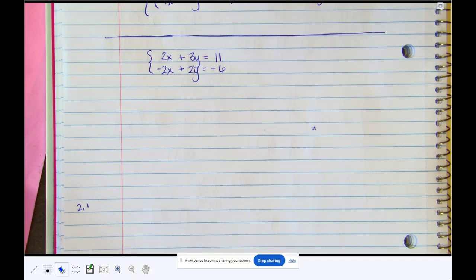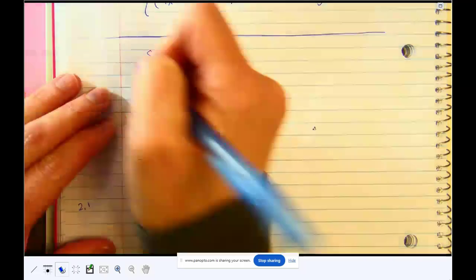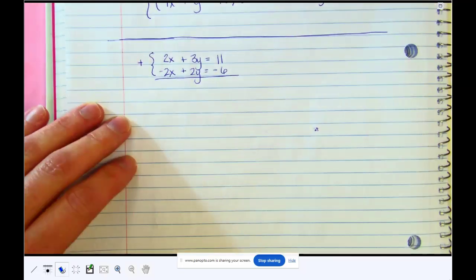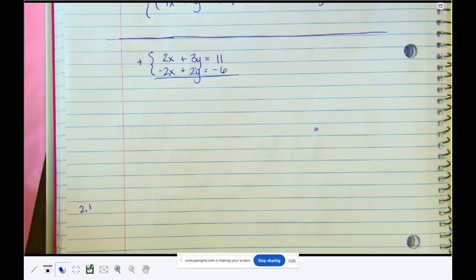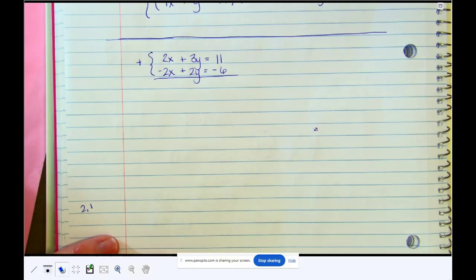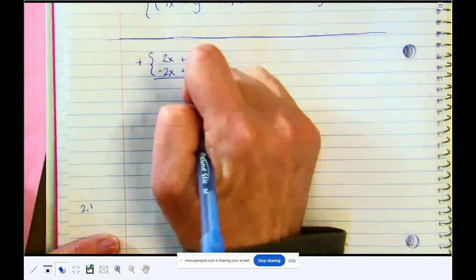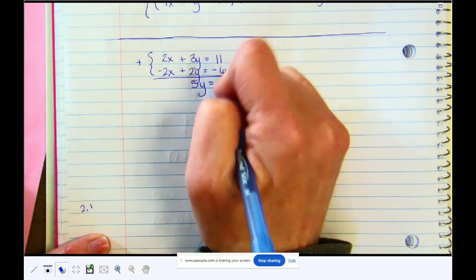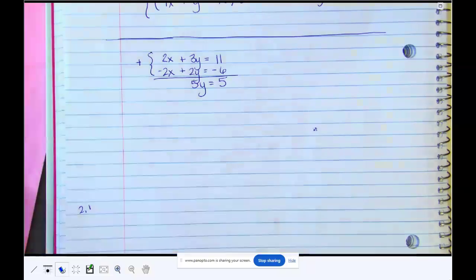So if you add these together, make sure that you are adding everything. This is just like the one we did on the warm-up. So add all the pieces together. What happens to the x's? They go away. Don't write anything down because they're gone. I don't want it to mess you up. You just don't write anything down. What's the y's? 5y equals what? 5. Okay. The nice thing about elimination is it gives you a one-step equation to solve.